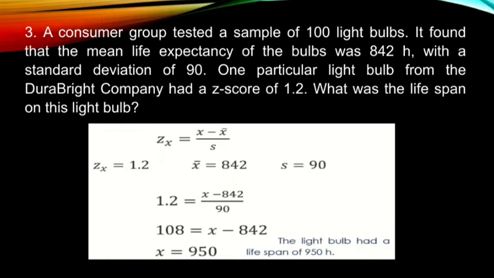So, alam naman po natin ang rules ng integers when it comes to subtractions, multiplications, and additions, then yung negative and positive signs. So, we have the value of x, which is 950. So, the light bulb had a lifespan of 950 hours. Yun po yung lifespan ng light bulb from the Dura-Bright Company.